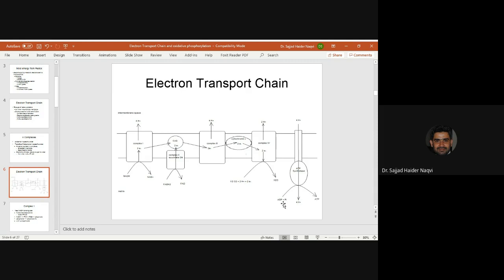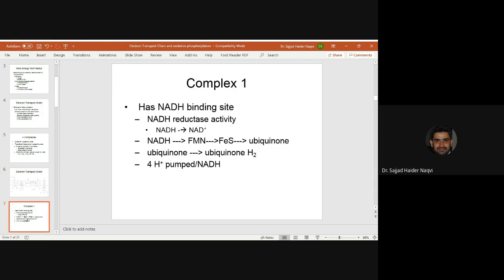So with this, it's pretty much complete, but I'll quickly go through the presentation. I'm not going into further detail, but just to let you know the further details. Here, this is the group complex 1, which has already been shown in the picture. It has an NADH binding site, and it pumps 4 protons. So 2 points are important for you at this stage: complex 1 has a binding site for NADH and it will pump 4 protons.